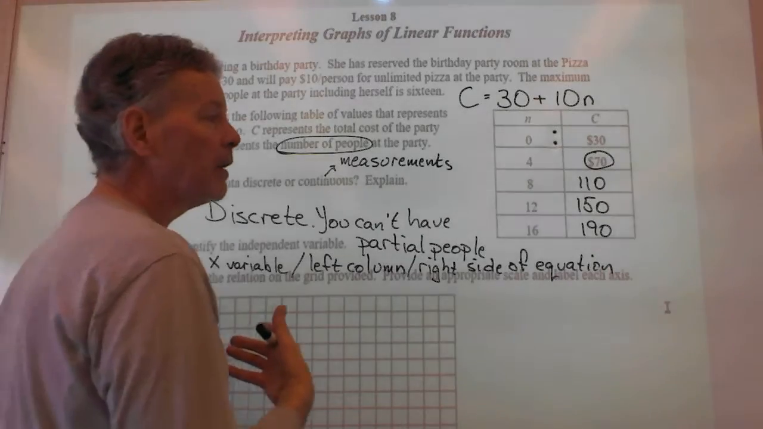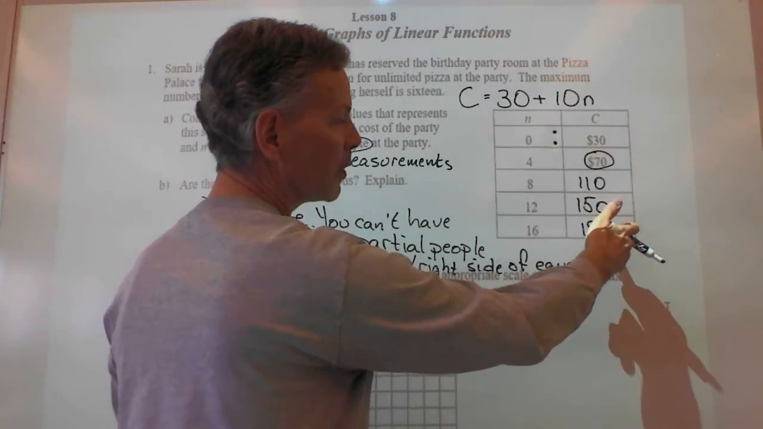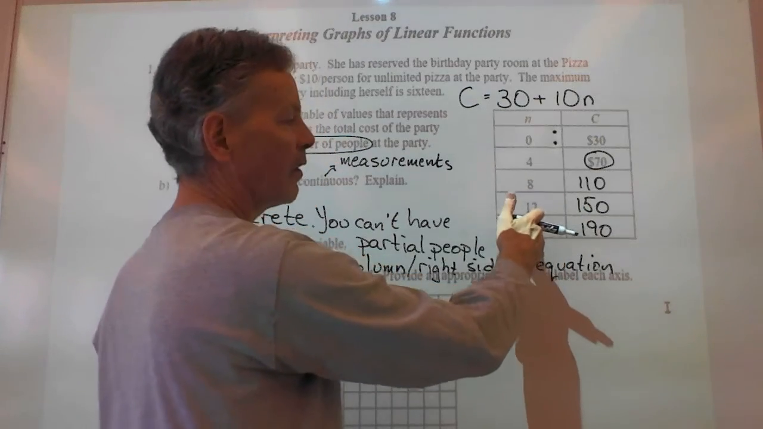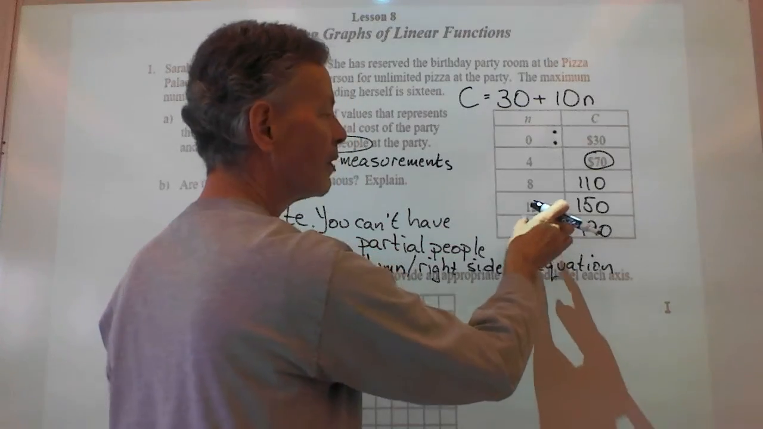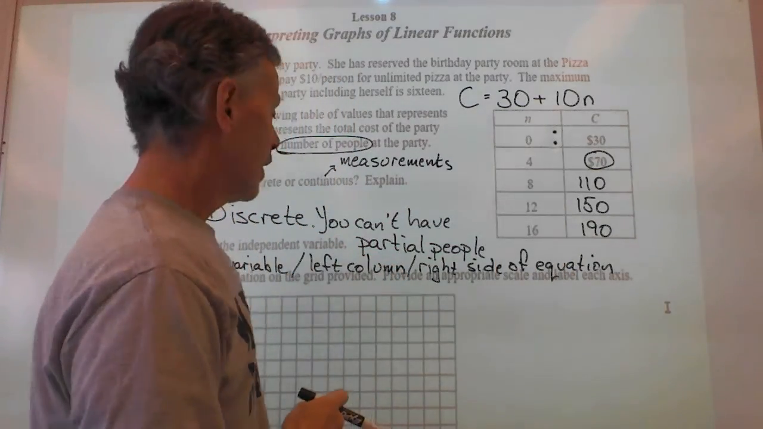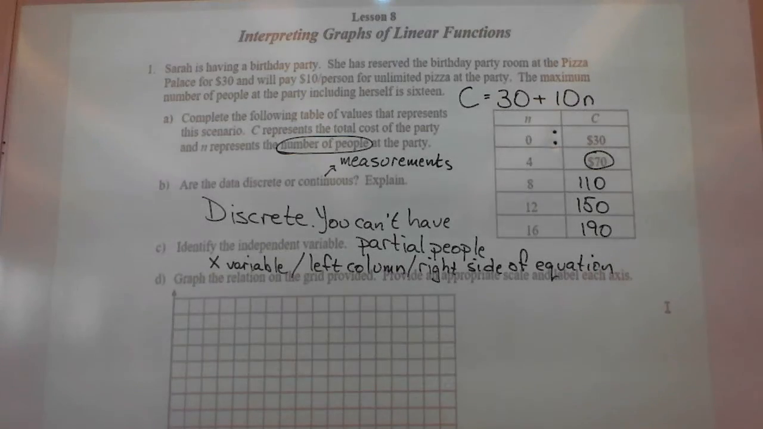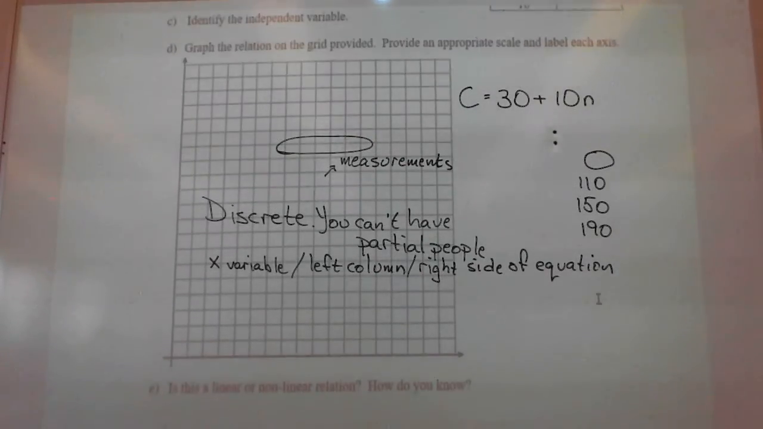Another way of thinking about it is the dependent variable is the variable that depends on the independent variable. So in other words, the total cost depends on the number of people. Okay? The more people, the greater the cost. Graph the relation on the grid provided. So we're going to do this very quickly because again, there were actually a number of you who seemed to struggle with the graphing, and I think a lot of it just had to do with remembering all the rules for graphing.